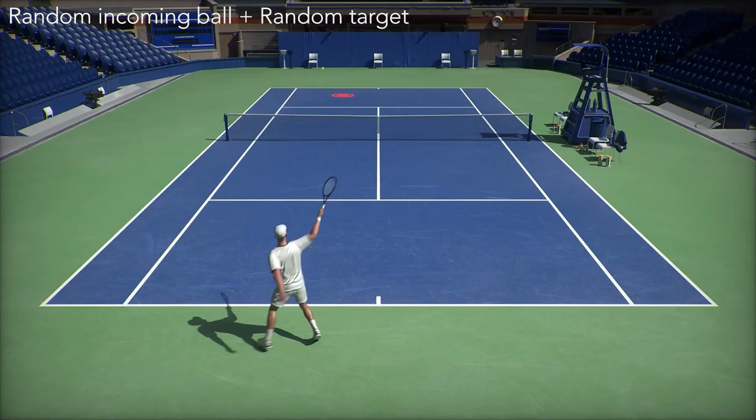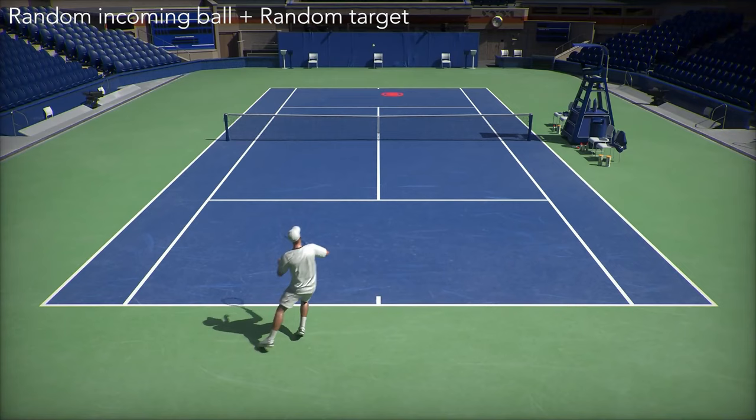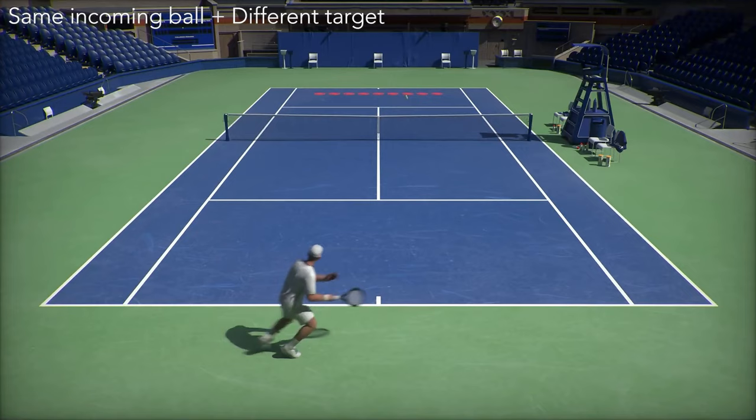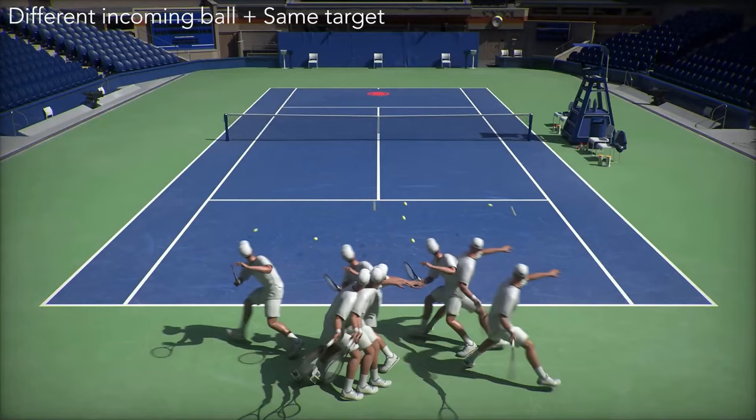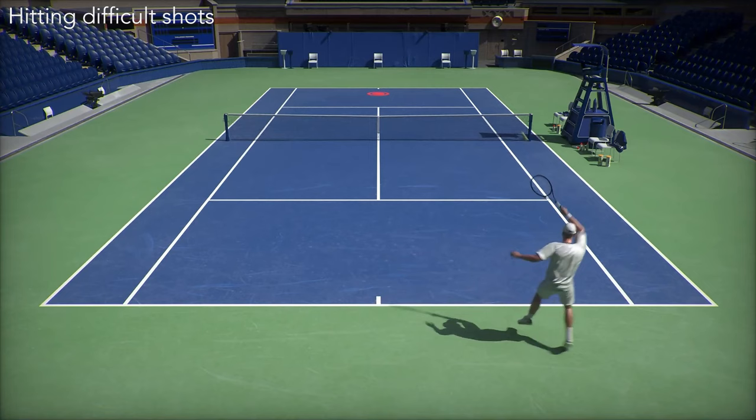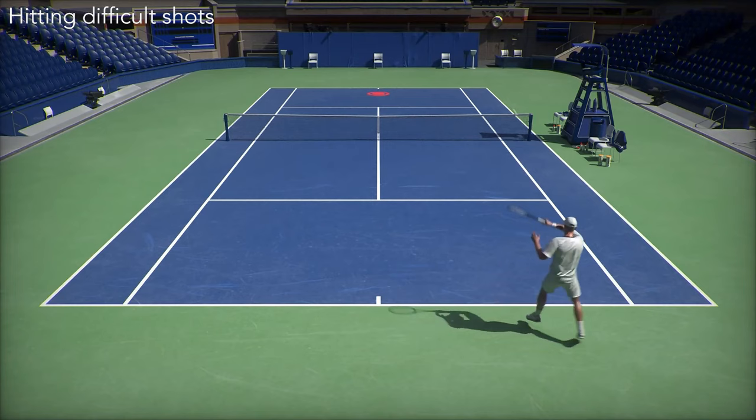The simulated characters can hit incoming tennis balls close to random target locations with high precision. They can hit the same incoming tennis ball to various target locations, or hit different incoming tennis balls to the same target. In the extreme cases, the simulated characters can still complete the task with exceptional skill, such as hitting consecutive balls that land on the court edges.